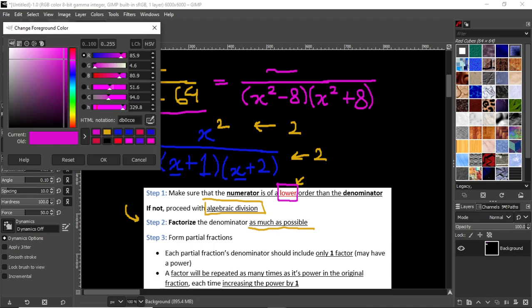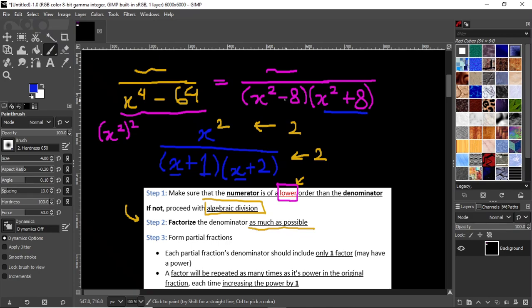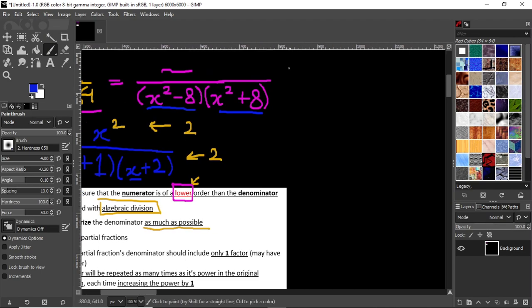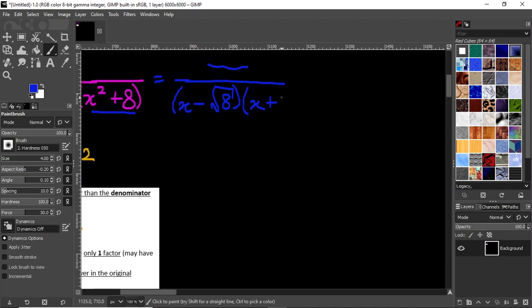This one is not possible. You can only factor it if you bring in the imaginary unit, but we are not going to deal with that. But this one is again in the a squared minus b squared form. So we can further factorize this one. So this is going to be x minus square root of 8, and that's going to be 2 root 2, right, 2 square root of 2, but anyways, that's not important for now. x plus square root of 8, okay, and x squared plus 8, all right.